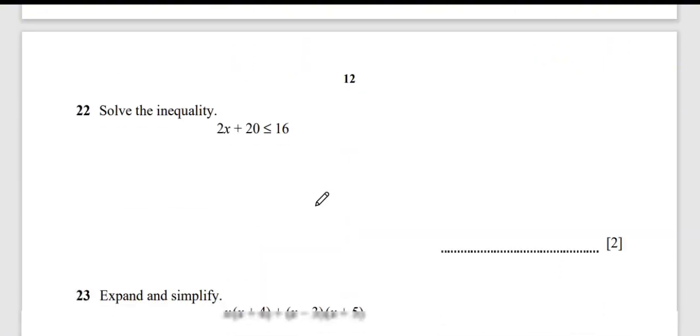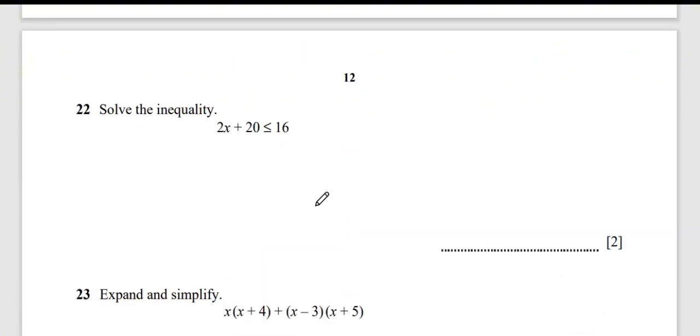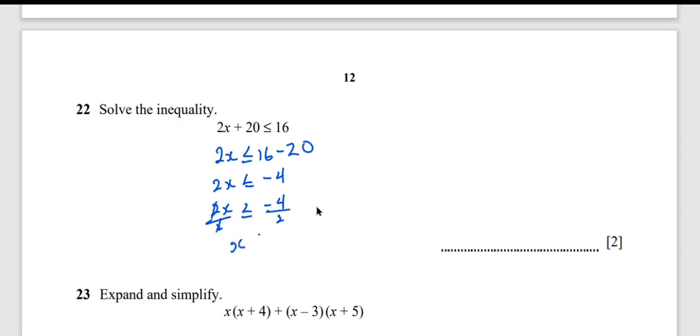Okay, so we'll move to the next question. The next question is an inequality. We are given an inequality to solve, so let's quickly do that. From here we have 2x less than or equal to 16 minus 20. So that will give us 2x is less than or equal to minus 4. So divide both sides by 2: less than or equal to minus 4 over 2. This and this will go. We have x less than or equal to minus 2. So we write our answer: x less than or equal to minus 2.